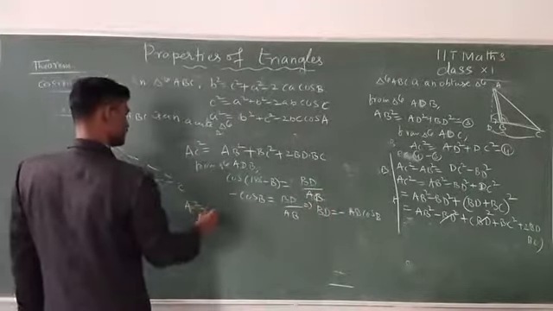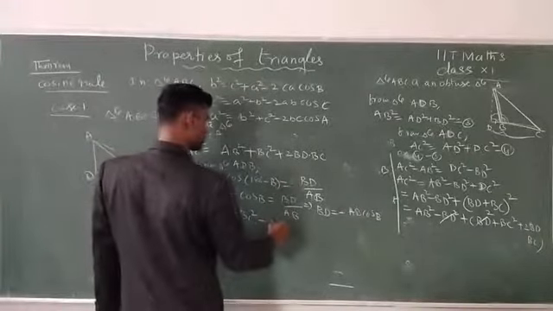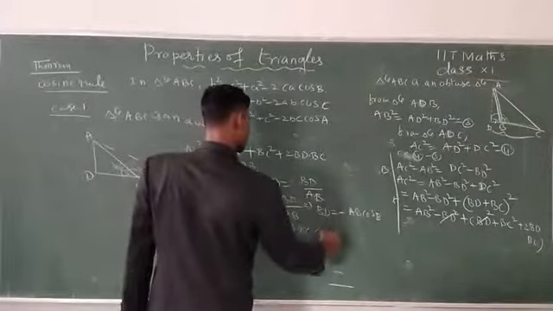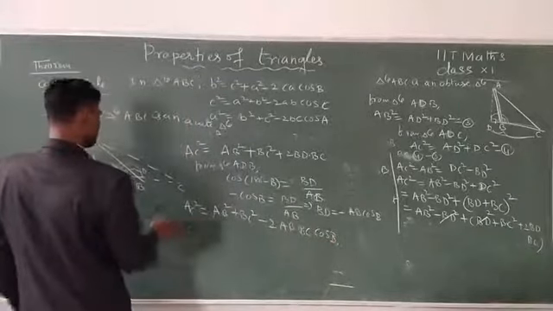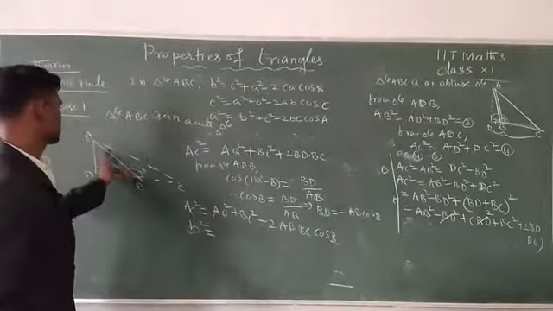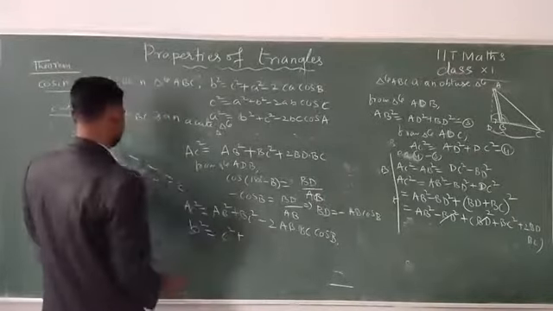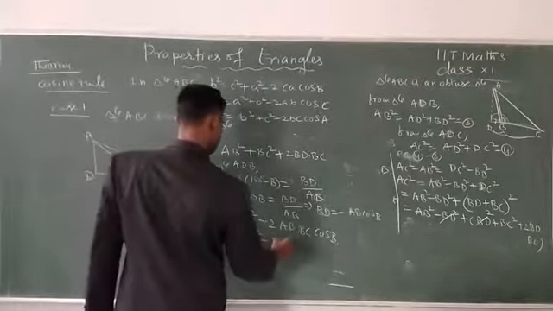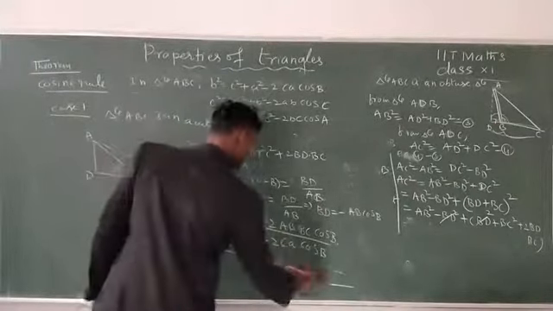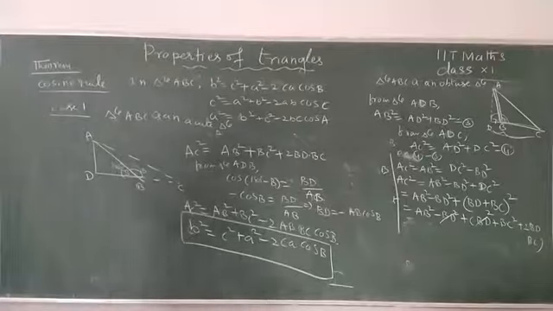Here AC square is equal to AB square plus BC square, minus into plus, minus 2 AB into BC cos B. Now this is AC, that is b square is equal to AB, that is c square, plus BC, that is a square, minus 2CA into cos B. This is when triangle ABC is an obtuse triangle. Note down next one.